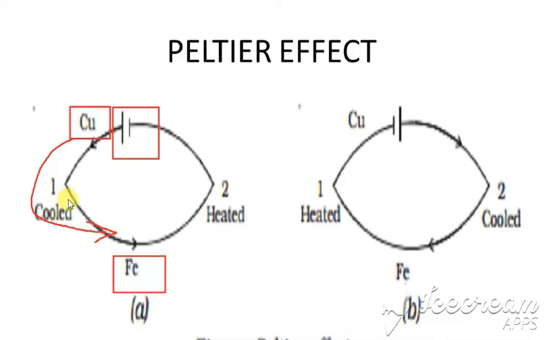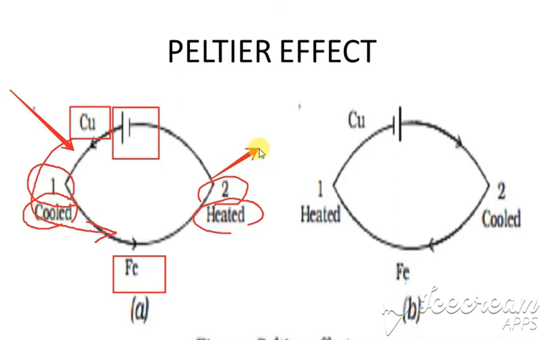So when the current flows from copper to iron, one end becomes cooled, and the other end becomes heated. Where it has been cooled, the heat is completely absorbed. So it absorbs the heat from outside. At this place the heat is evolved, meaning it is giving out heat.